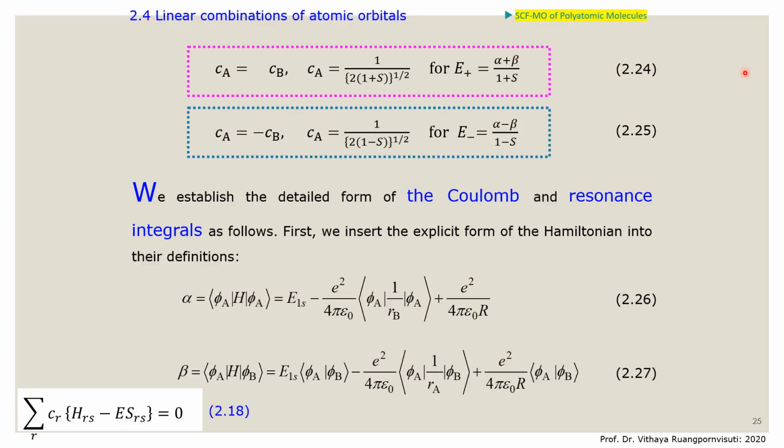For the other solution, CA is equal to minus CB. Therefore, CA is equal to 1 over the square root of 2 times 1 minus S. For the energy, E minus is equal to alpha minus beta over 1 minus S. The values of alpha and beta can be computed using equations 2.26 and 2.27 respectively.